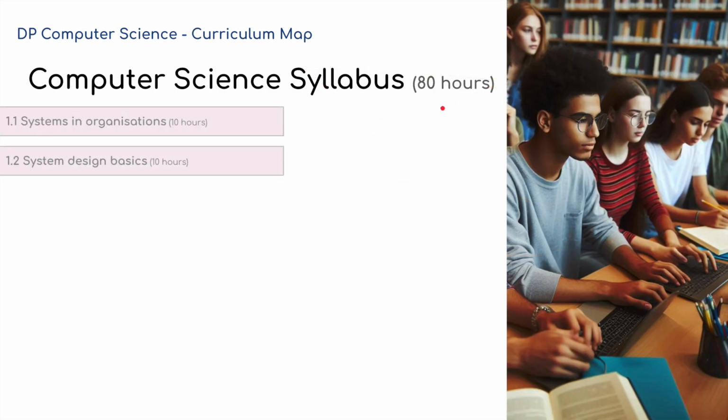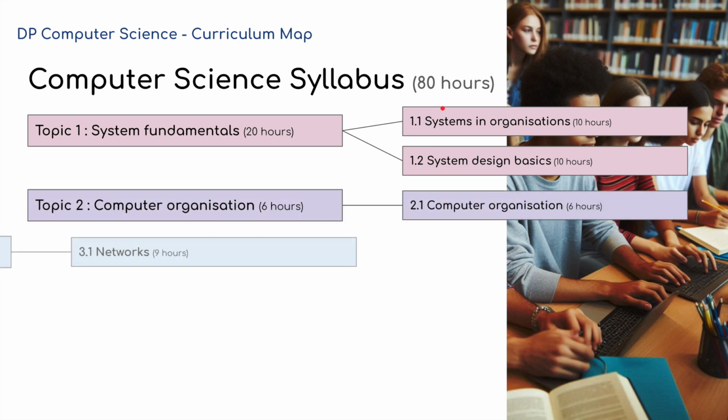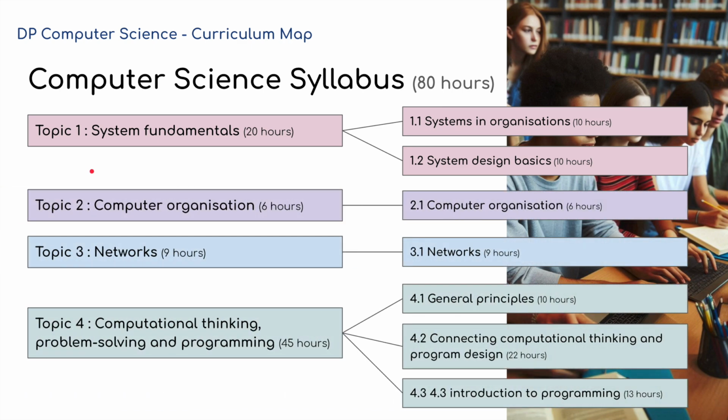80 hours. Okay. As we've said before, topic 1, system fundamentals, 20 hours, broken down into two parts, systems in organization and system design basics. And then we have topic 2, computer organization, which is only 6 hours. As you see, there's one unit. The same for networks, topic 3, 9 hours, and it's only one area of study.